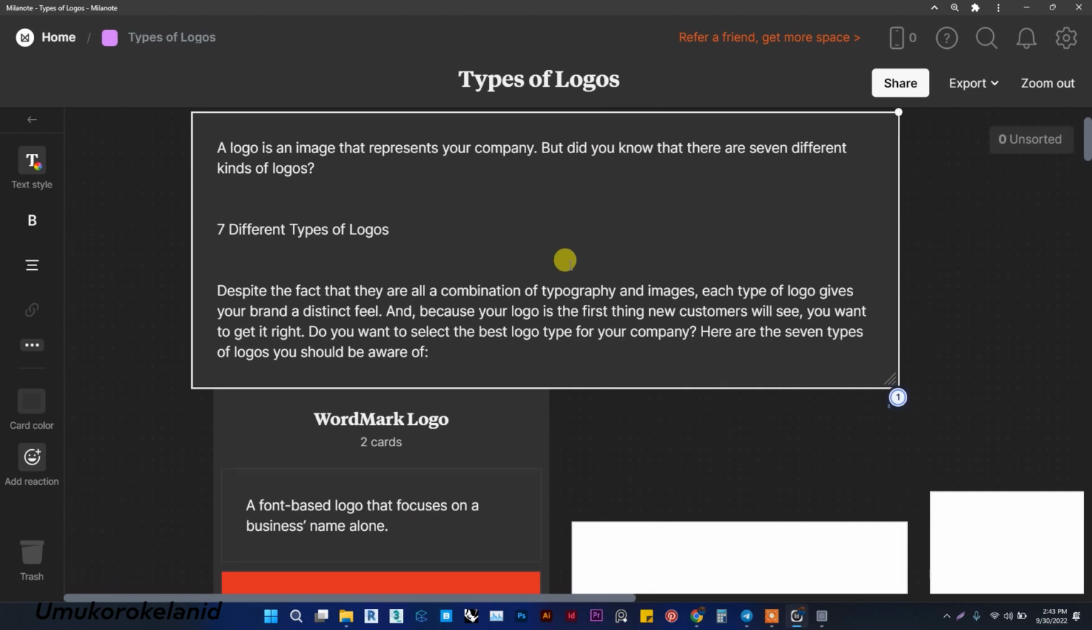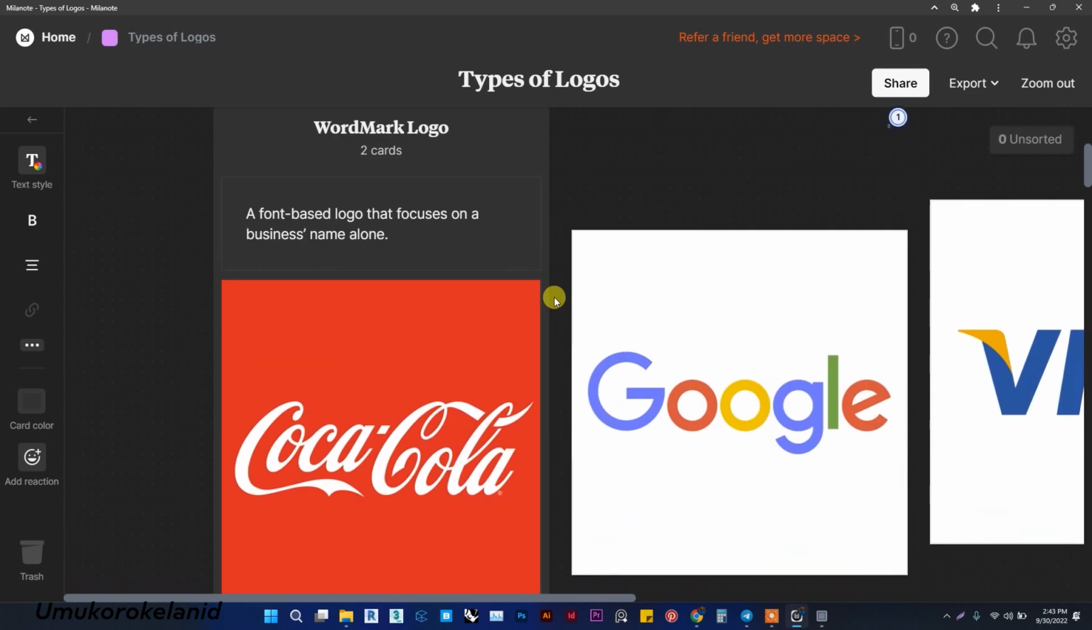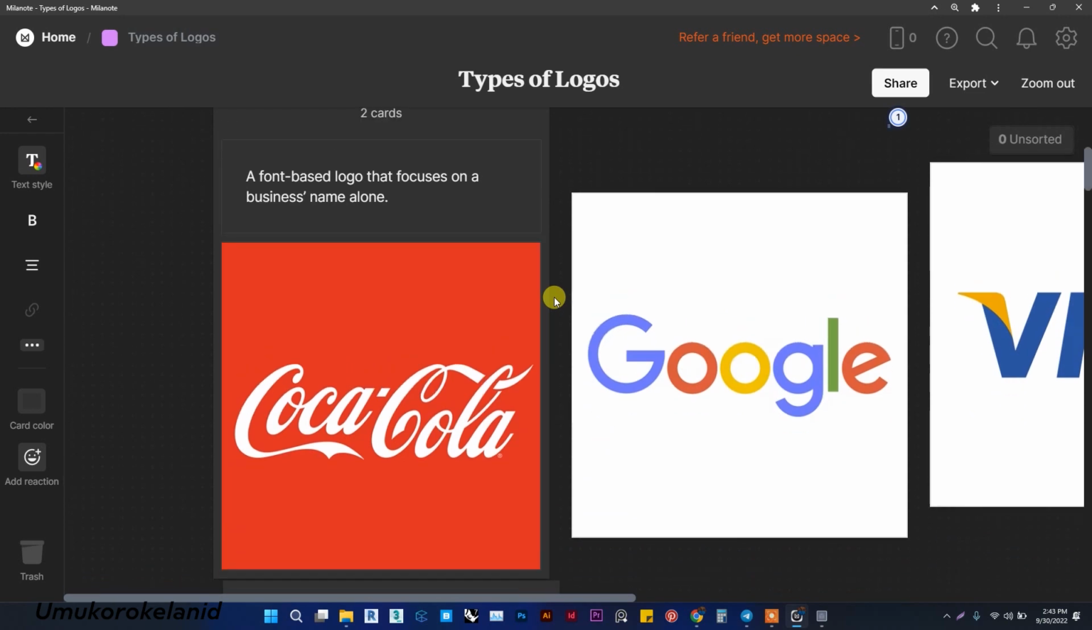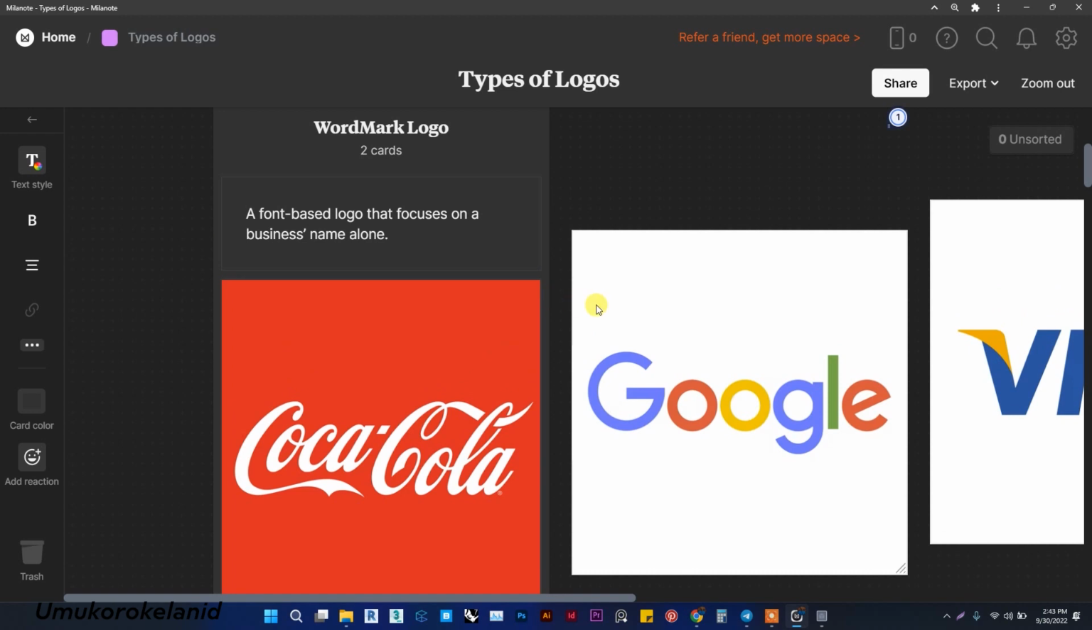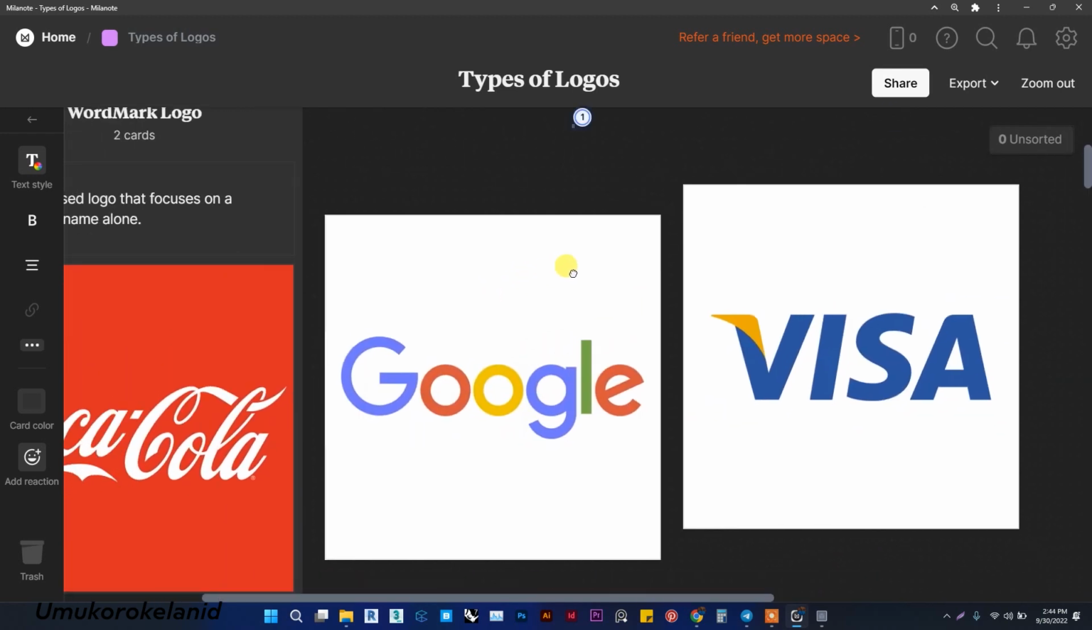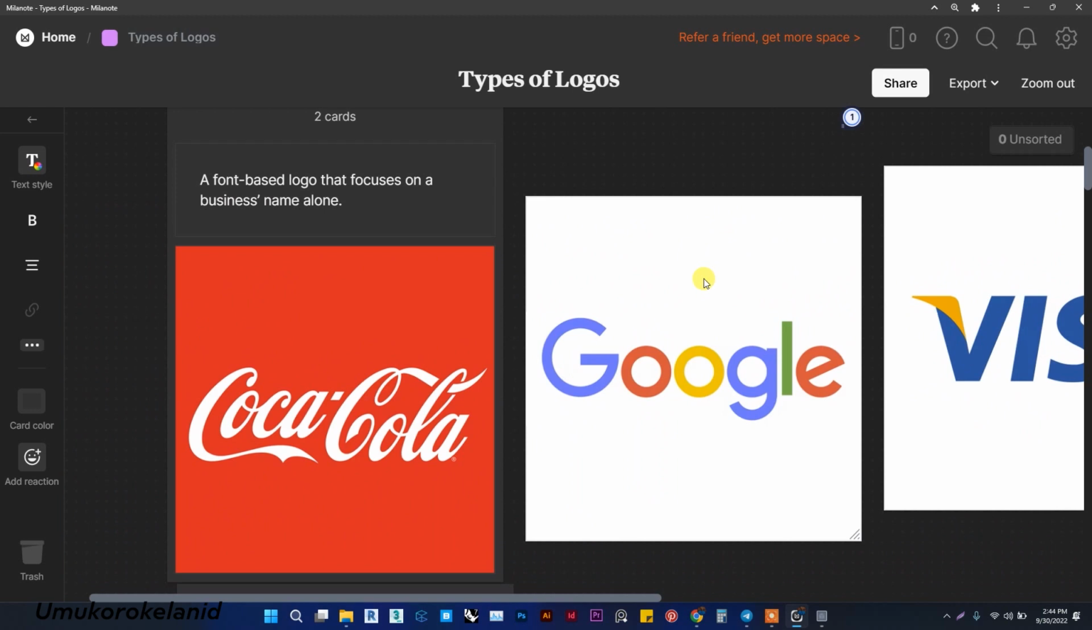Okay, we have number one, wordmark logo. Wordmark logos are font-based logos that focus on a business name only. Perfect examples of wordmark logos are Coca-Cola, Google, Visa, and co. So in a wordmark logo, you tend to focus on the brand name itself, the brand name as an icon.